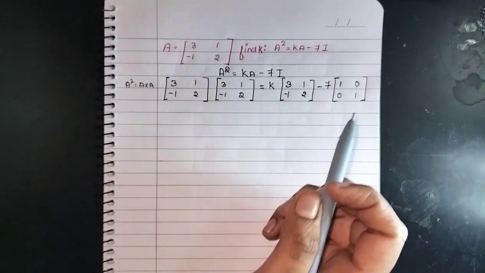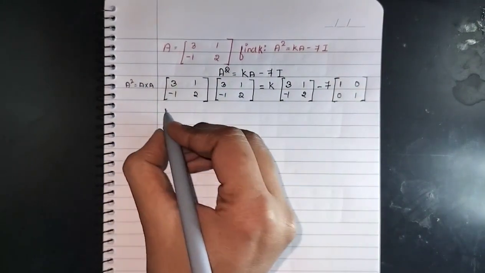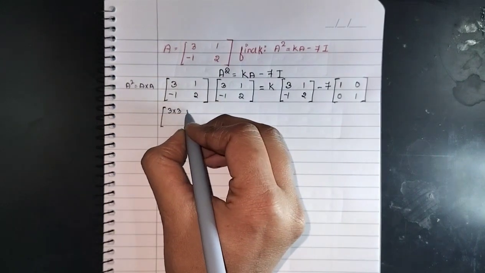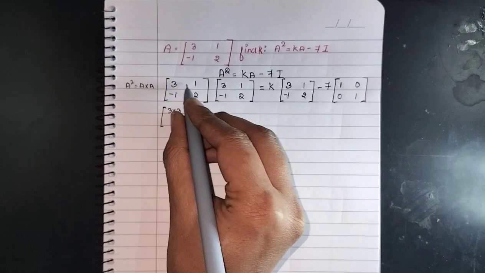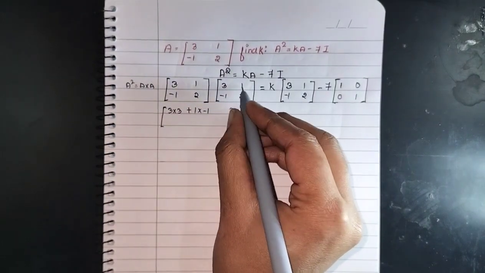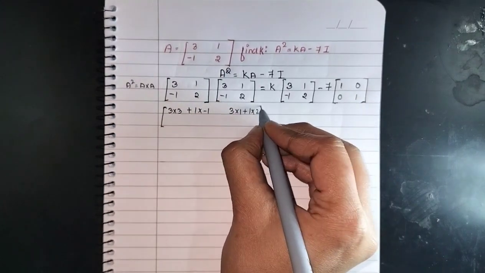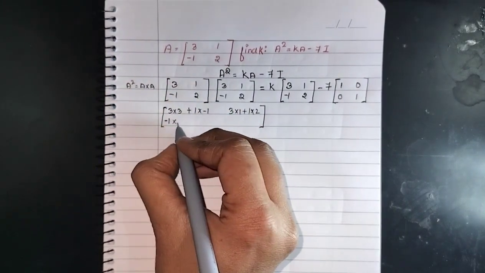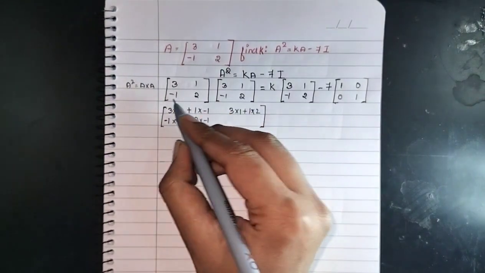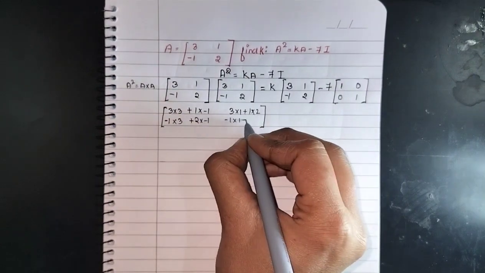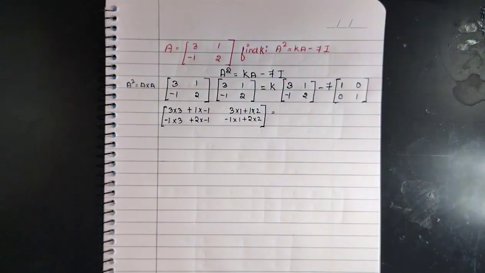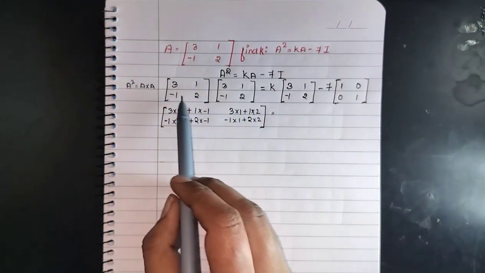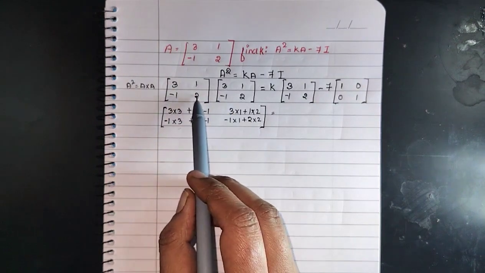So now we will solve both of these simultaneously. First we will solve this. We multiply 3 into 3 plus 1 into minus 1, then 3 into 1 plus 1 into 2. Again, minus 1 into 3 plus 2 into minus 1, and minus 1 into 1 plus 2 into 2. Right? What do we do in matrices? First we multiply this row with this column, and this row with this column. Again in the second step, this row with this column, and again this row with this column.